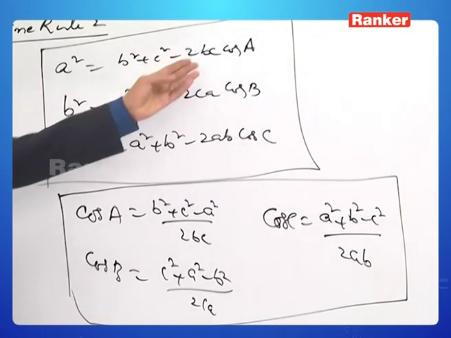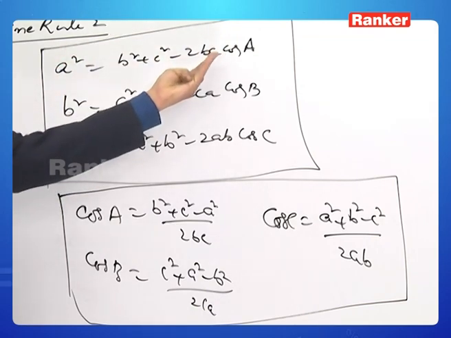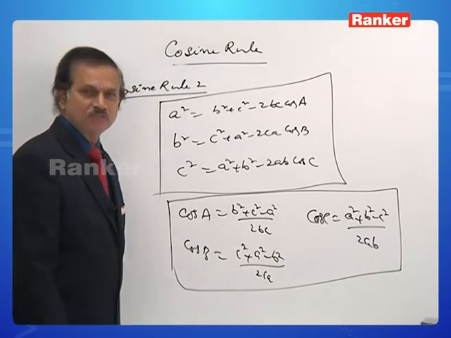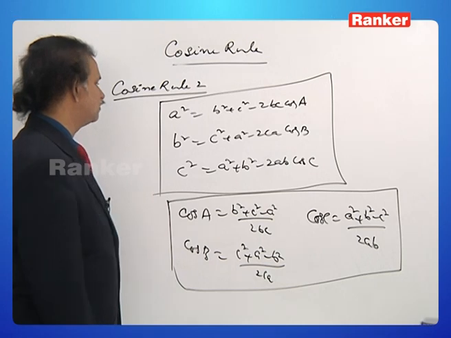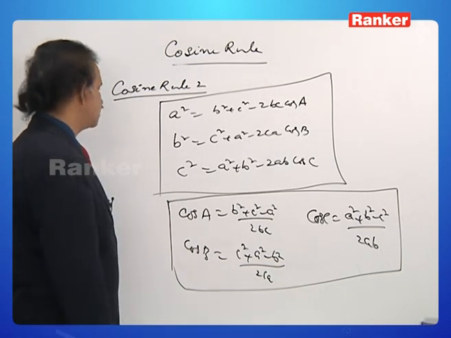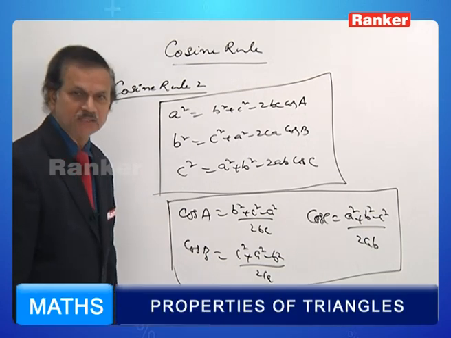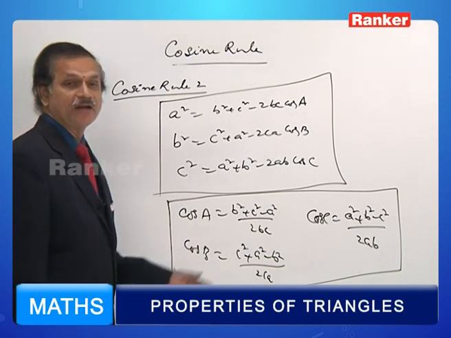Not only that, you just send this a square to that side and 2bc cos A to this side, so that we have 2bc cos A is b square plus c square minus a square, and 2ca cos B is equal to c square plus a square minus b square, and 2ab cos C is equal to a square plus b square minus c square. Yes, this is what we say about cosine rule 2.